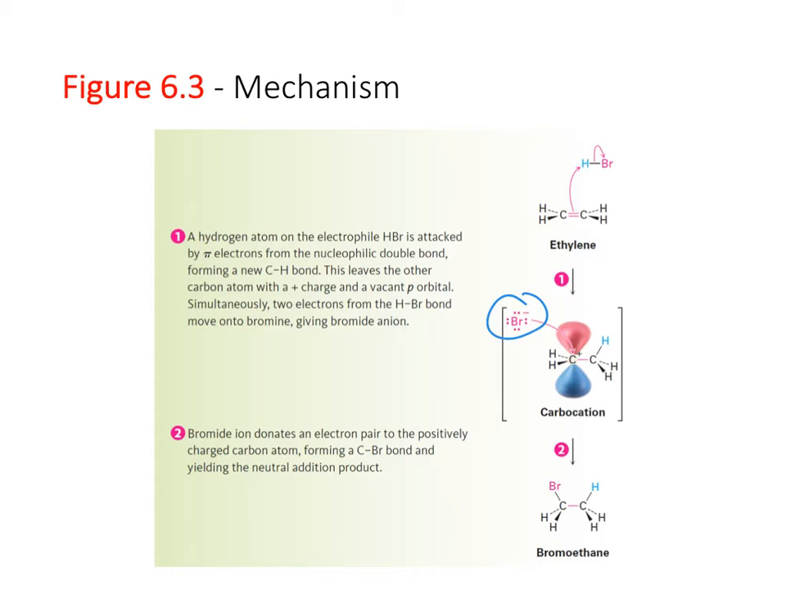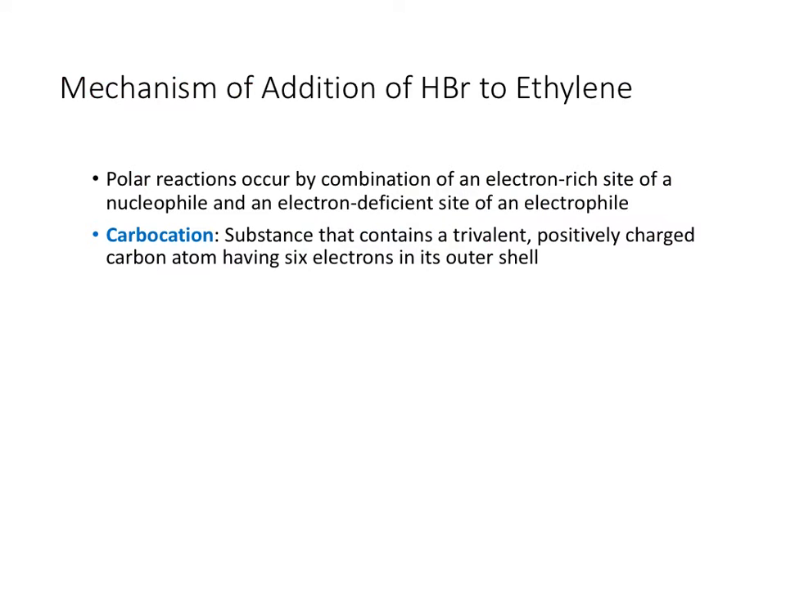Mechanisms can be 1-step, 2-step, they can be many steps. And both of these steps are polar reactions. They involve a transferring of 2 electrons between nucleophiles and electrophiles. So polar reactions occur by combining an electron-rich site of a nucleophile and an electron-deficient site of an electrophile. And a carbocation is just a substance that has a positively charged carbon atom with 6 electrons in its outer shell.